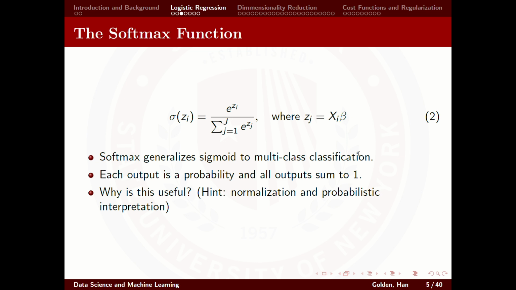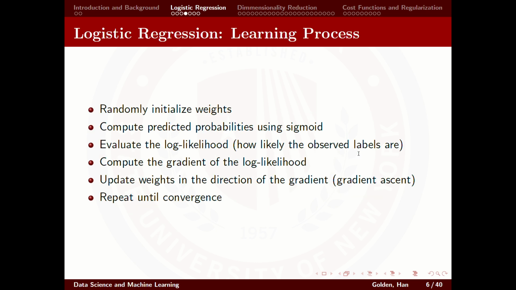Softmax function is a generalization of the sigmoid to multi-class classification. Each output is a probability and all outputs sum to 1. It's useful because it normalizes probabilities and allows you to classify in any task.